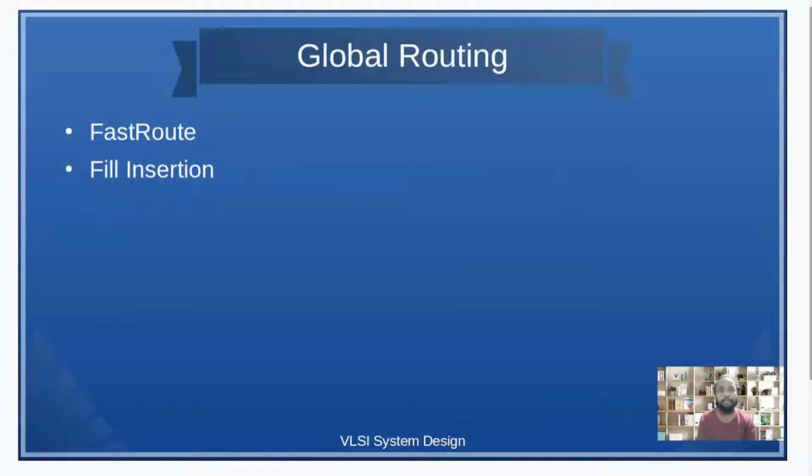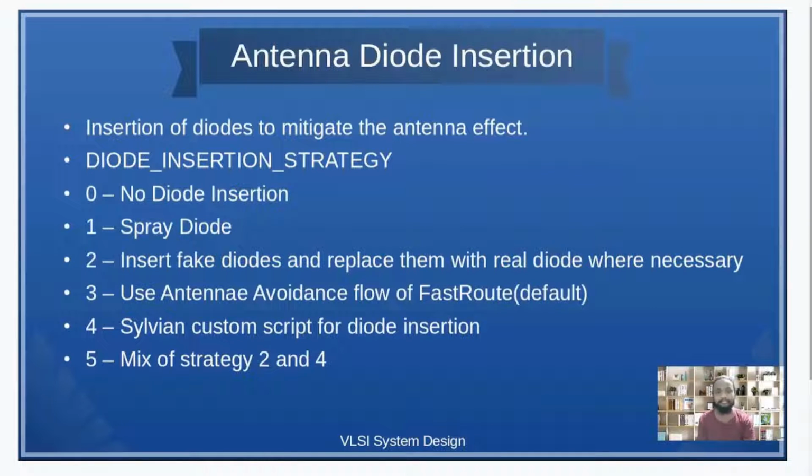Then we go to the routing stage. In the routing stage, we use the FastRoute tool for the routing, and the fill insertion is also done in this stage. Then the diode insertion is done. The antenna diode insertion can be manipulated using the diode insertion strategy parameter. If we set the diode insertion strategy to 0, there will be no diode insertion.